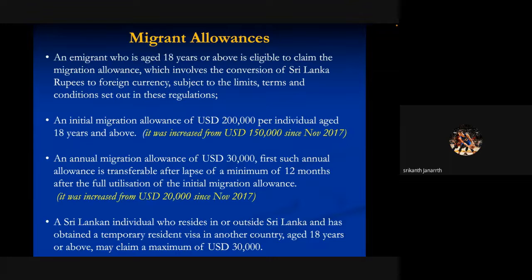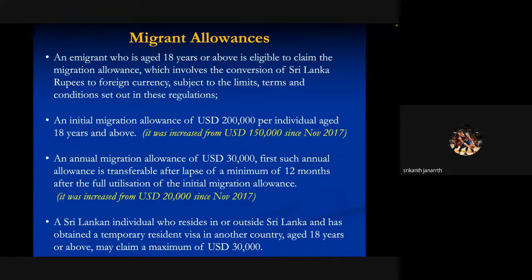This is the migration allowance per person. This goes as an initial migration allowance, the first time you are taking it as an initial migration. Thereafter, you are entitled to an annual migration allowance of $30,000 or its equivalent. From an exam point of view, I have not put it here, but you need to be aware that when specifying an amount, you can't just say $200,000. You can't just say $30,000. You have to say its equivalent.